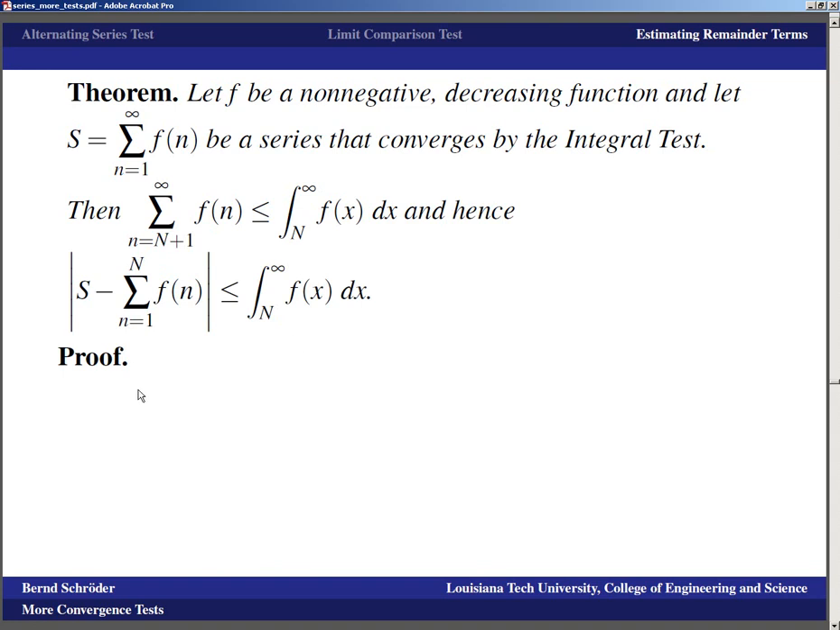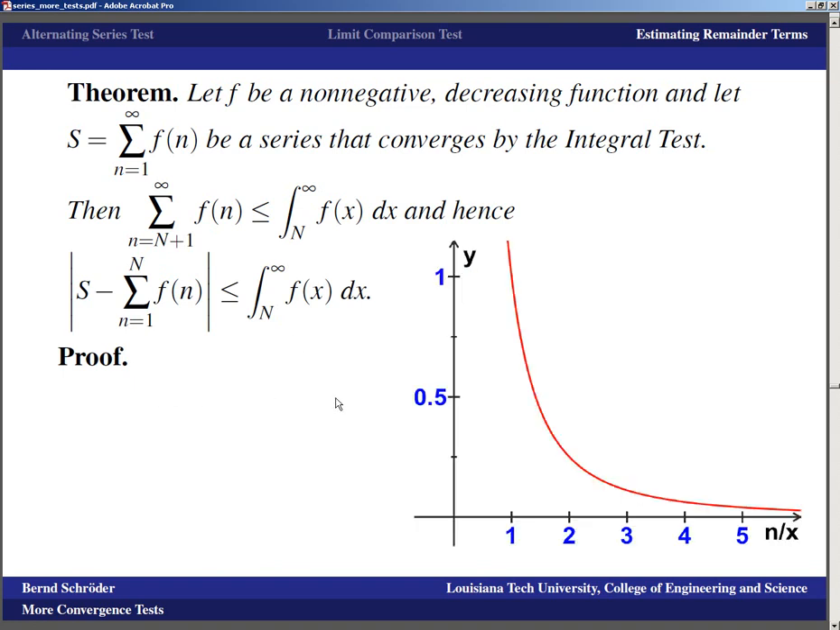If we want to prove this result, we just go back and think about how the integral test worked. Here is our function. The terms of the series are the evaluations at integer points, and then the series itself is the area of these rectangles underneath the function that always have their top right corner at these blue points that are the evaluation of the term of the sequence.